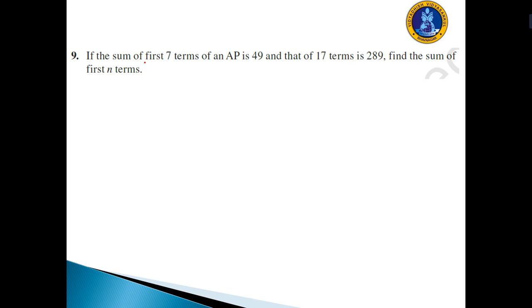Question number 9. Sum of first 7 terms of an AP is 49 and that of 17 terms is 289. Find the sum of first n terms. So Sn we have to find out. Formula for Sn. So what is given? That we have to first write. S7 is given, that is 49. S17 is given, that is 289, and we have to find out Sn.